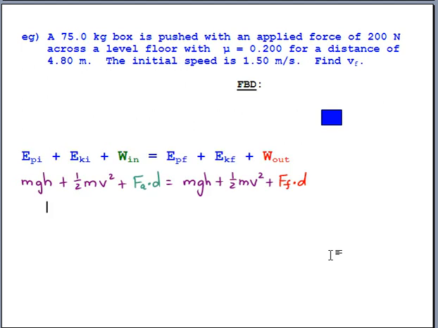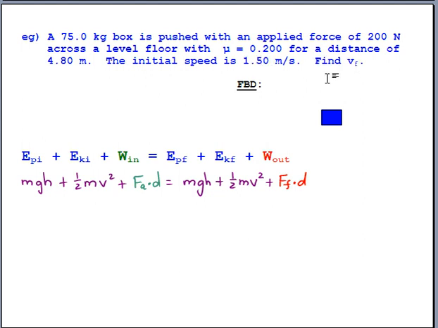This next one, a 75 kilogram box is being pushed with an applied force of 200 newtons across a level floor that has some stickiness, right? So there's going to be some friction force there. We're going to go for a distance of 4.8 meters. Got an initial speed, and we're looking for a final speed.